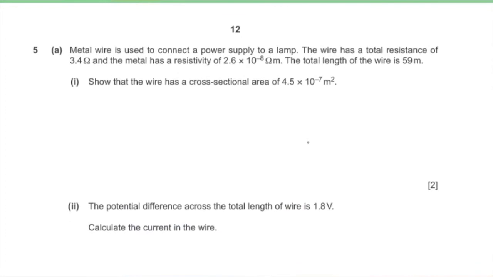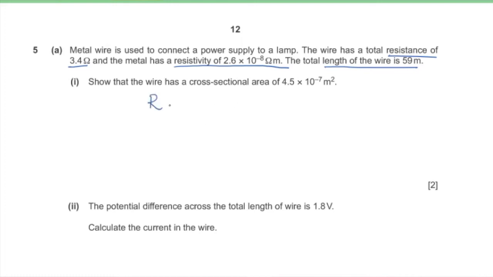Question number 5, part A. Metal wire is used to connect a power supply to a lamp. The wire has a total resistance of 3.4 ohms and metal has a resistivity of 2.6 into 10 to the power of -8 ohm meter. The total length of the wire is 59 meters. Show that the wire has a cross-sectional area of 4.5 into 10 to the power of -7 meters squared.